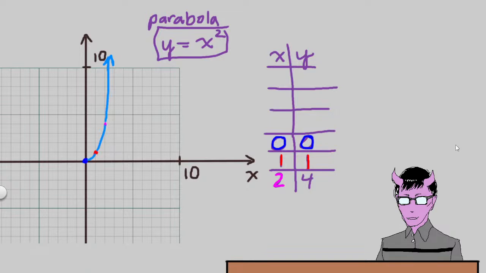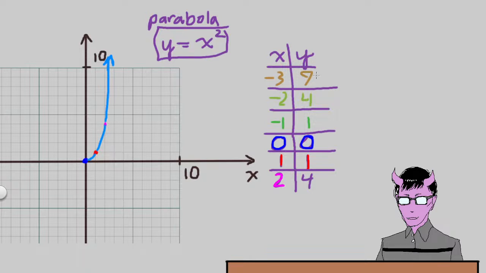So further populating this particular table, if we plug in -1, ooh, that's a bad color. If we plug in -1 for x, and then -1 gets squared, it becomes +1. So there it is. And then if we plug in -2 into our function as the x value, then the -2 gets squared, which is +4. There's that one. And then finally, if we plug in something like -3 into our x value, -3 squared is +9. All I need to do is plot those points as well.